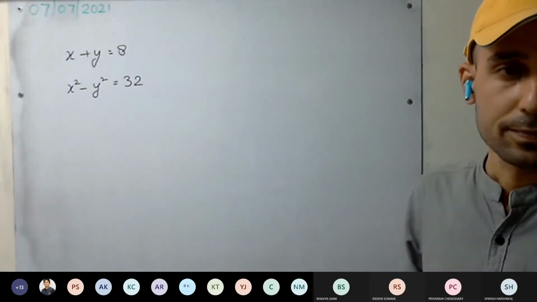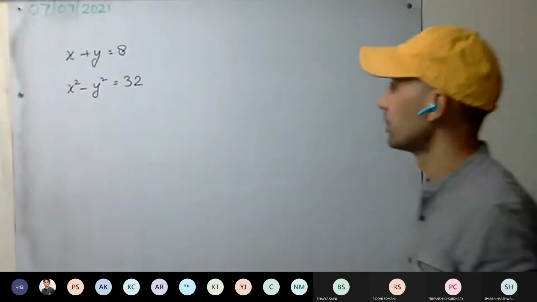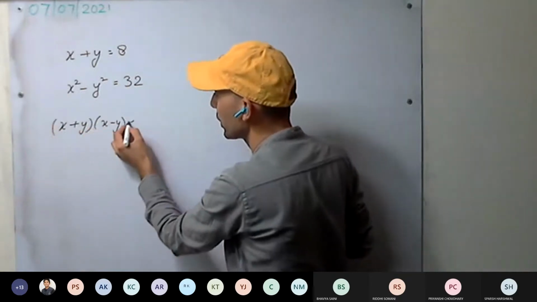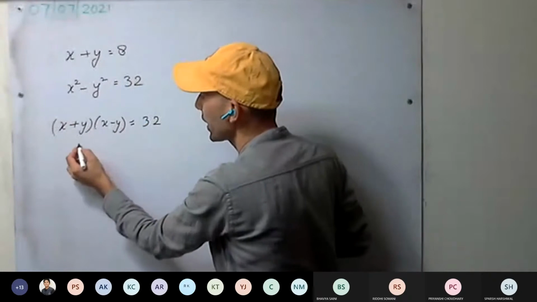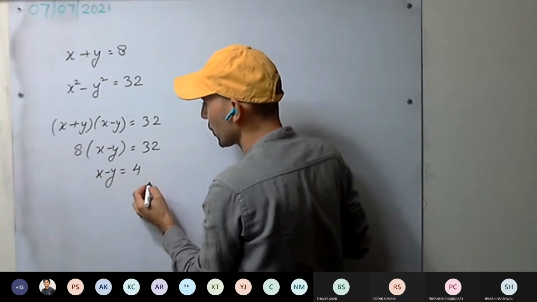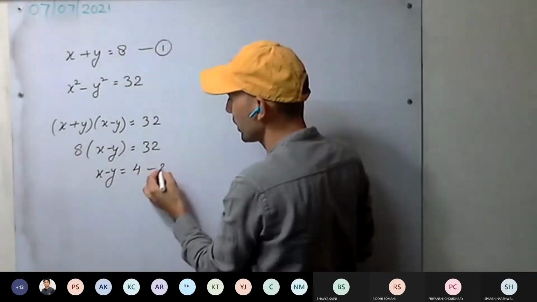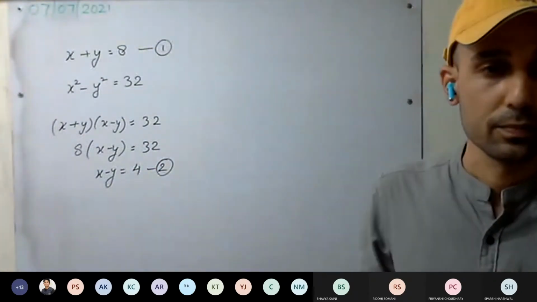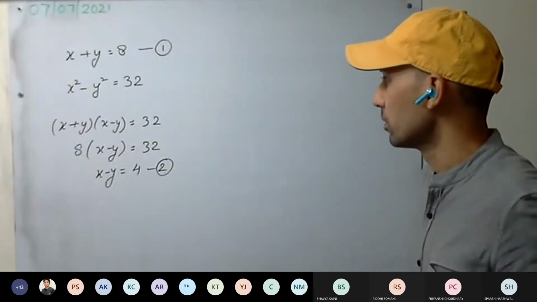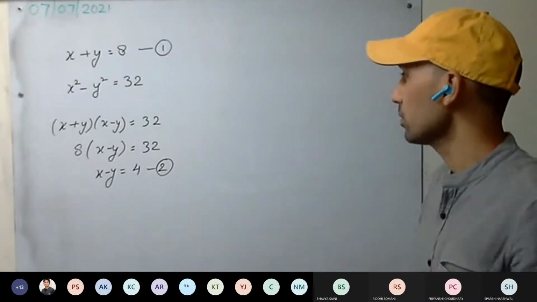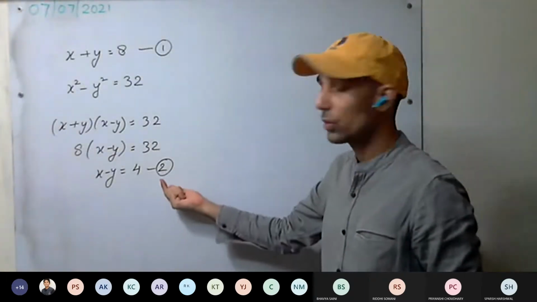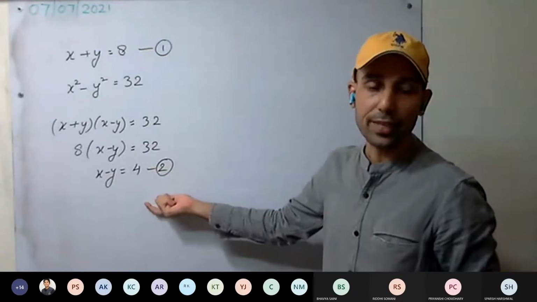Again, you use the same identity. So the second equation we can write as (x plus y) into (x minus y) equals 32. From the first equation, x plus y is 8, so 8 into (x minus y) equals 32. x minus y equals 4. So the first equation is this one, the second equation is this one. x plus y equals 8, x minus y equals 4. Now, these two equations we can solve for x and y. Everyone solve for x and y.